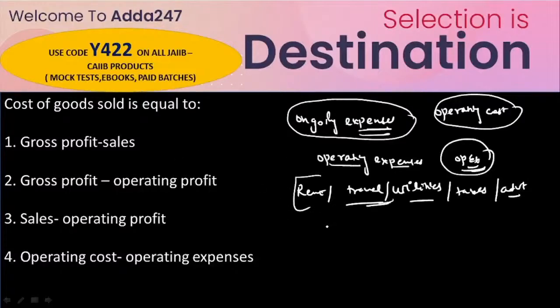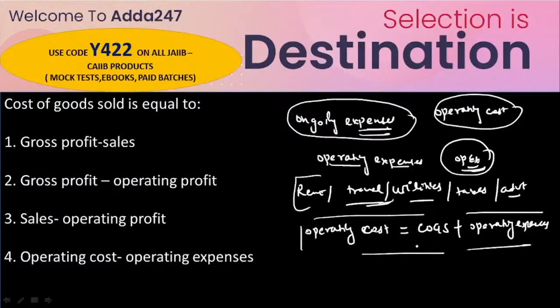The other formula I am here to tell is: operating cost is equal to cost of goods sold plus operating expenses. That's it. So in this question the answer is option 4: cost of goods sold is equal to operating cost minus operating expenses, which can also be written as operating cost equals cost of goods sold plus operating expenses.